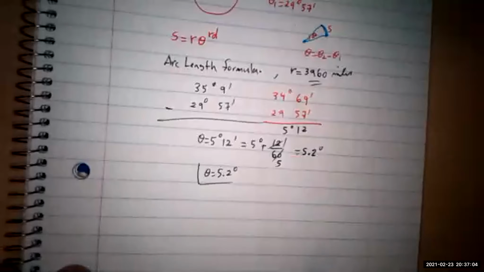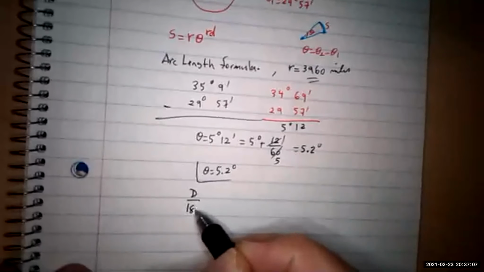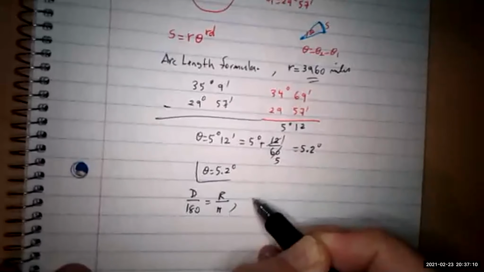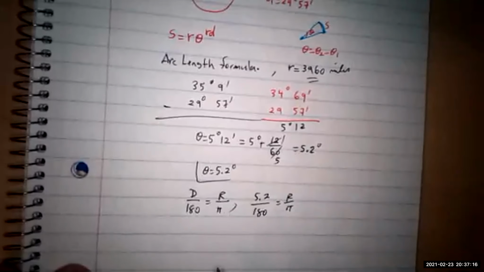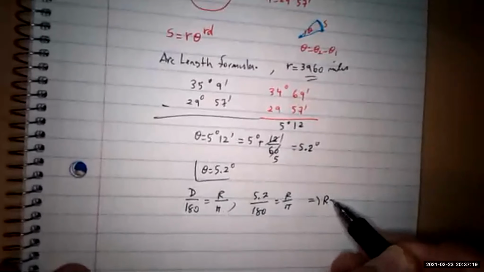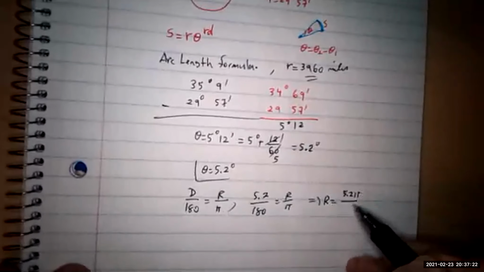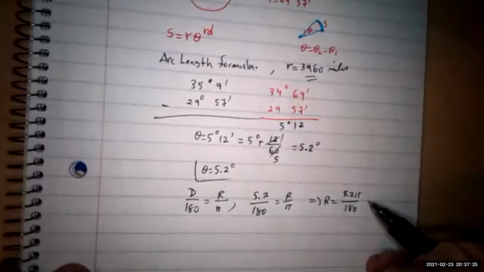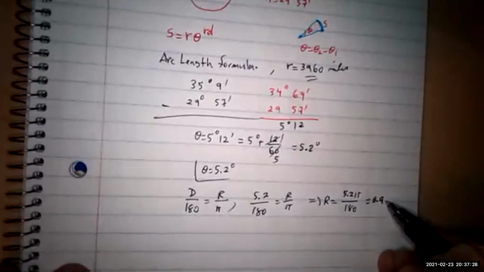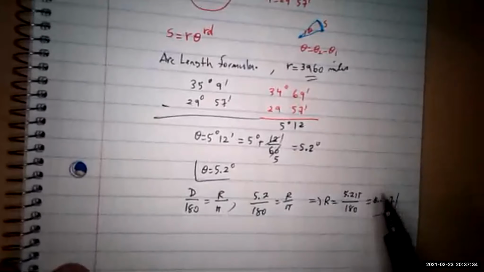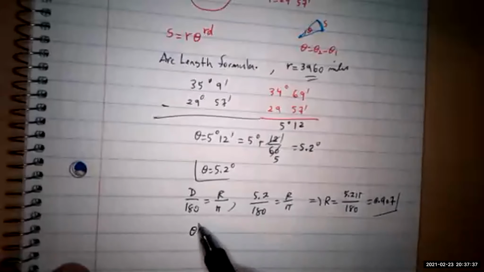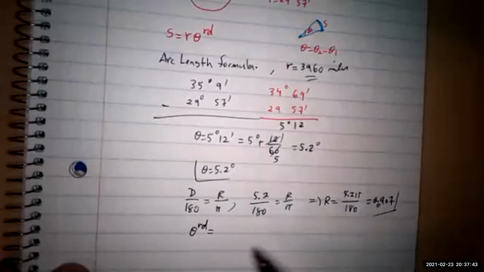So it must be in radian. D over 180 equal to r over pi. Then you substitute. So we simplify it. Eventually, r would be 5.2 times pi over 180. You just substitute 3.14 for the pi, so that gives you the r. This is going to be your theta in radian, which is 0.0907.